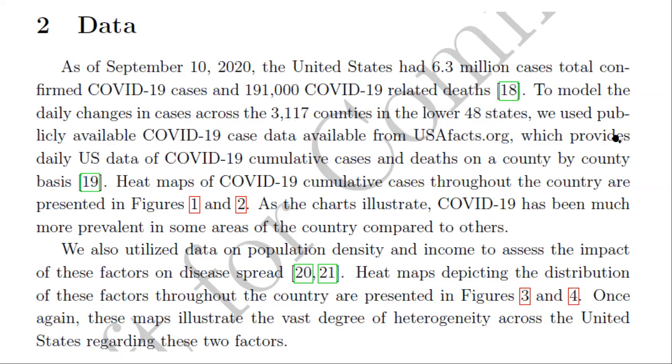And this is in the lower 48 states. Oh, okay. And for a lot of things, Alaska and Hawaii cause trouble. Do you think Alaska and Hawaii are similar to other states for COVID? No, why not? Isolated. Do you think Alaska might even be similar to island nations? Yeah, I might actually say you could almost view Alaska as an island for the purposes of this study. Okay, so they're going to look at what's going on in the county. We're going to utilize data on population density and income to assess the impact of these factors on disease spread.